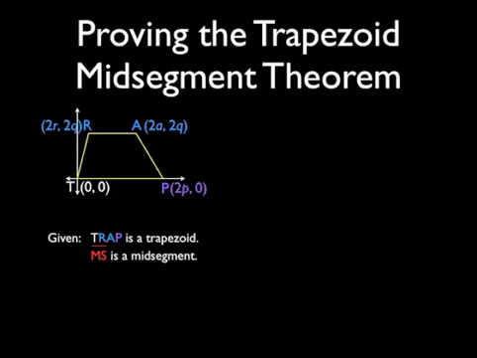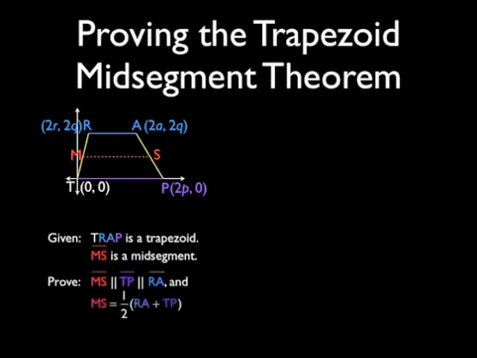And now we have our midsegment MS. And what are we trying to prove? Well, the trapezoid midsegment theorem says two things. First, that segment MS is parallel to the two bases, and that the length of segment MS is the average of the length of the two bases, or some people will say half the sum of the lengths of the two bases. Alright, so now we know what we're given and what we're trying to prove. Let's get started.